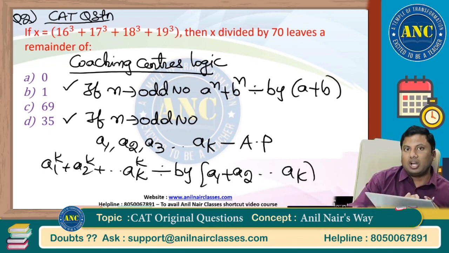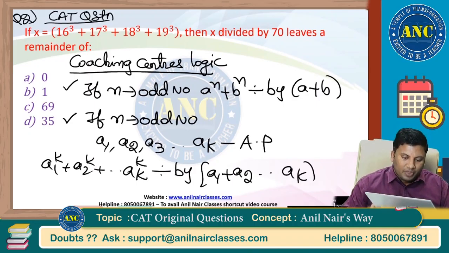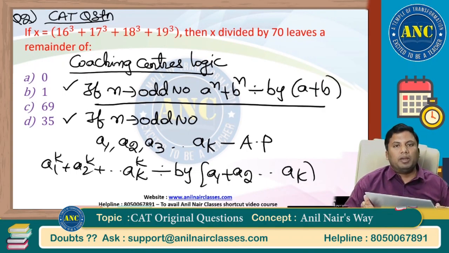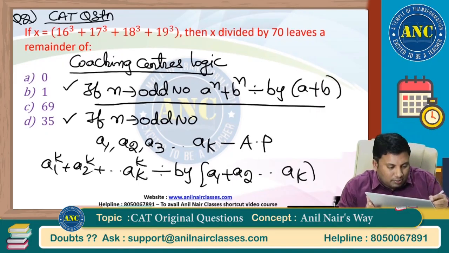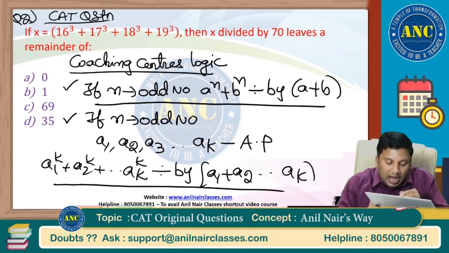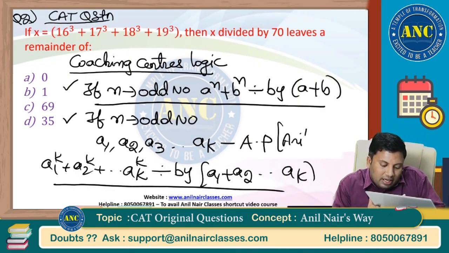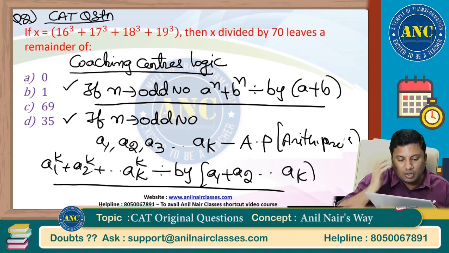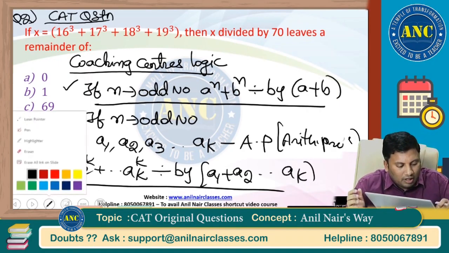I will use these logics, then I will come to that logic. If n is an odd number, a power n plus b power n is divisible by a plus b. If n is an odd number and the base values are in arithmetic progression, then definitely a1 power k plus a2 power k and so on up to ak power k is divisible by a1 plus a2 and so on up to ak. Now method 1.